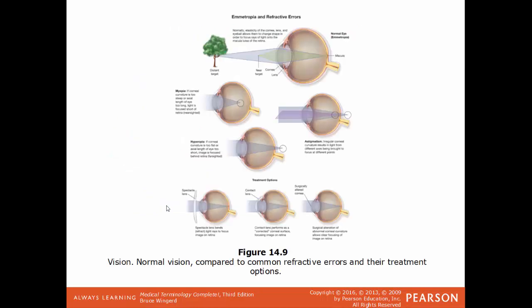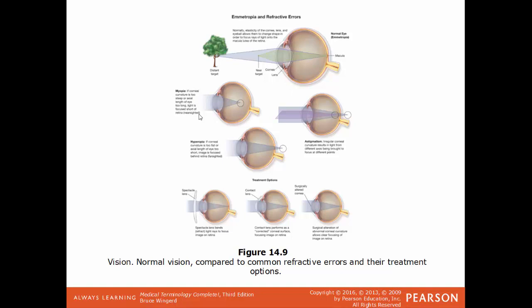Here are some examples of those refractive errors. The image up top is what you want to have, emmetropia. So in this example, the person is looking at this tree, which is a distant target. So what you want to happen is light to be directed in, through the pupil, through the lens, and right on to the retina, on the macula of the retina.